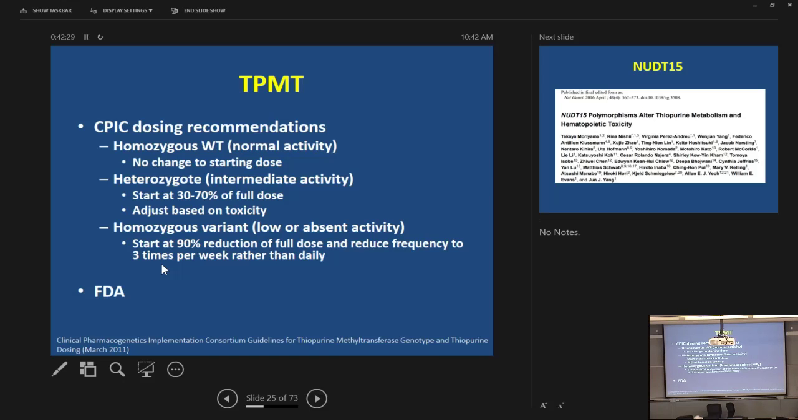Yeah, so it's mostly hepatic metabolism, but like I said, we get the breakdown to the inactive metabolites through that TPMT intracellularly.